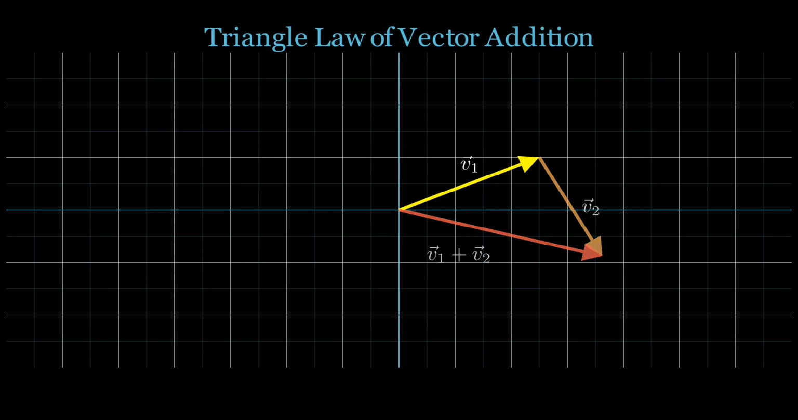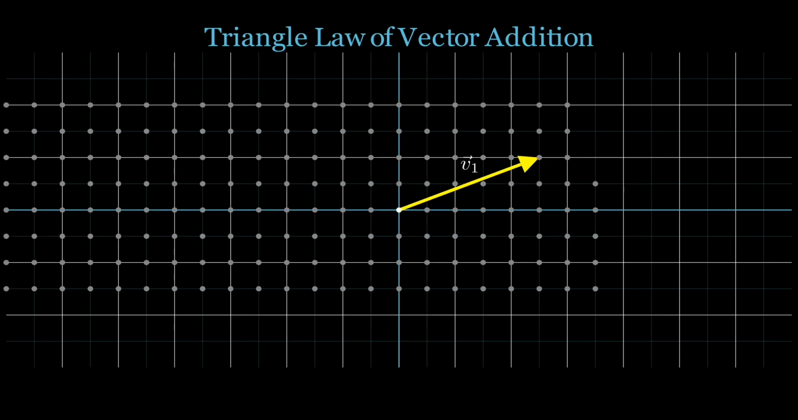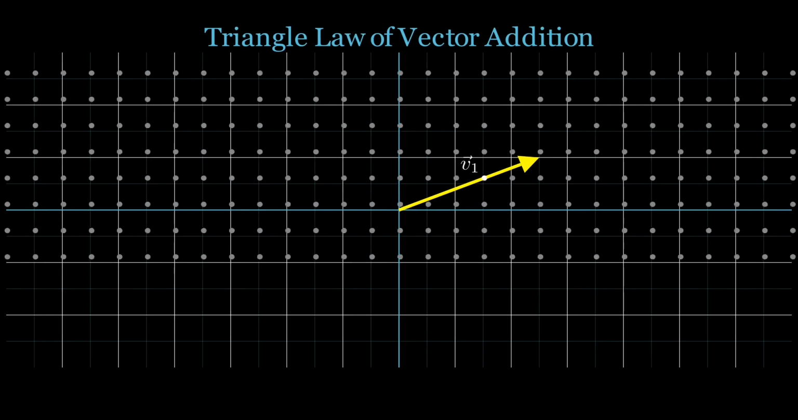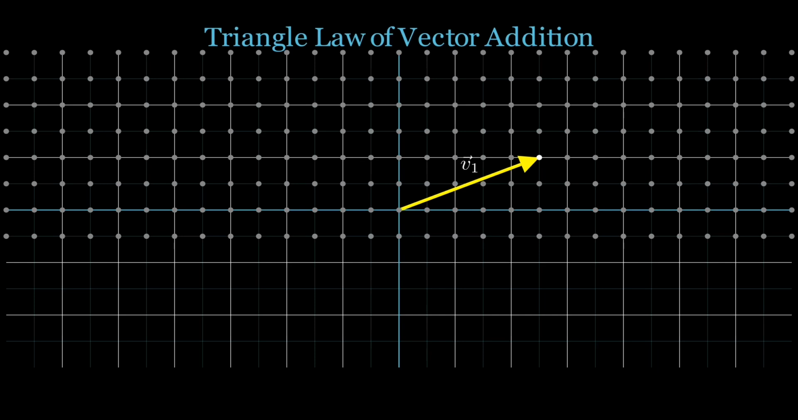But what exactly does adding vectors mean? Let's try to look at this from a different angle through the idea of displacement. Imagine the grid is covered in dots and each one represents a point in space. So first we apply the vector v1 to the entire space, that is, we shift every dot in the direction and magnitude of v1. This is like dragging the plane along that vector.